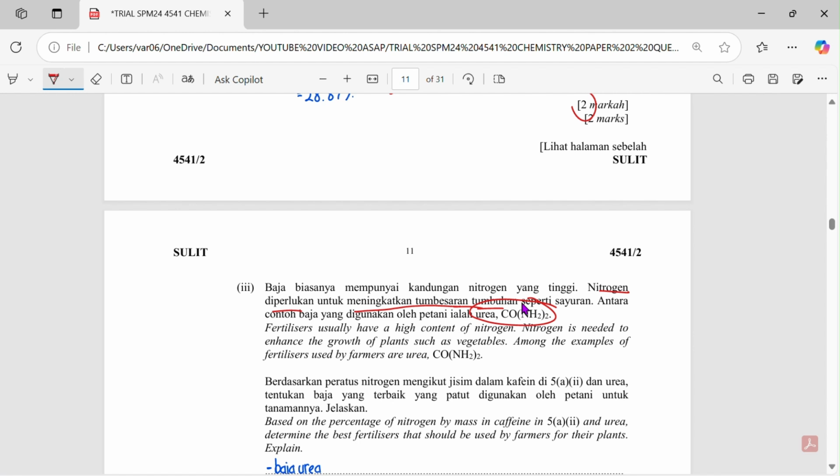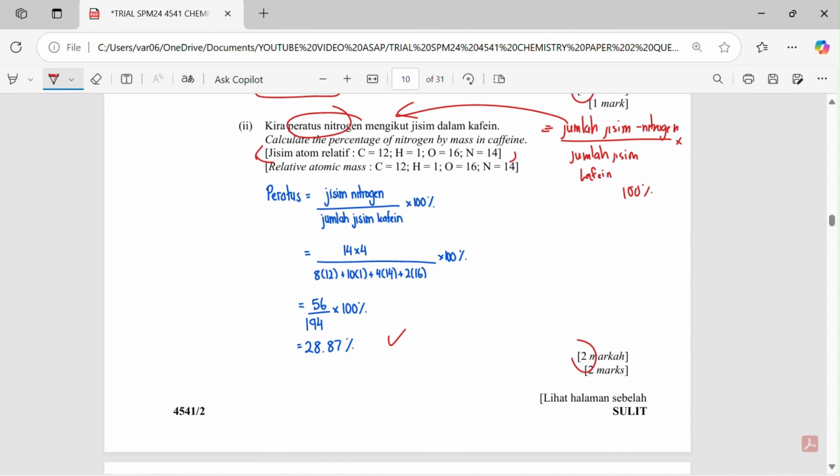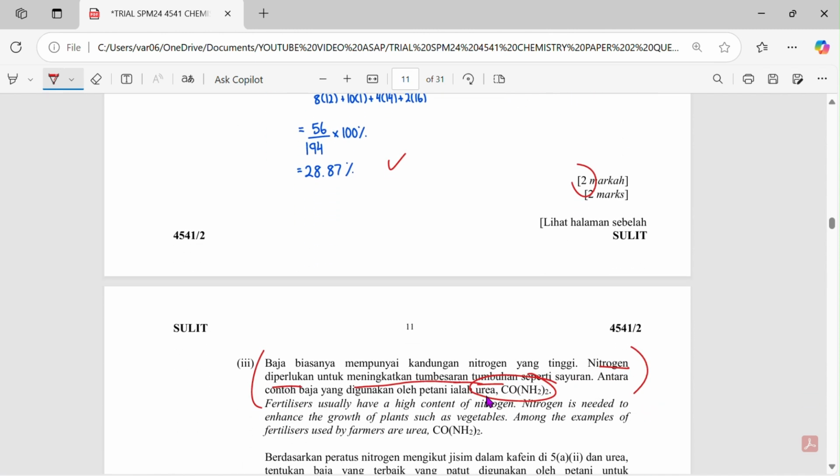Jelaskan. Now, based on this statement, you know the higher the peratus nitrogen, the better it will be for the plant, correct? So in that case, you already found peratus nitrogen for caffeine. Do the same thing for urea. Find the peratus nitrogen for urea and then you compare. See which one has higher peratus nitrogen. That will be your best baja.